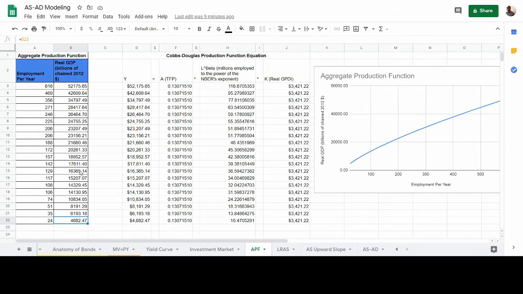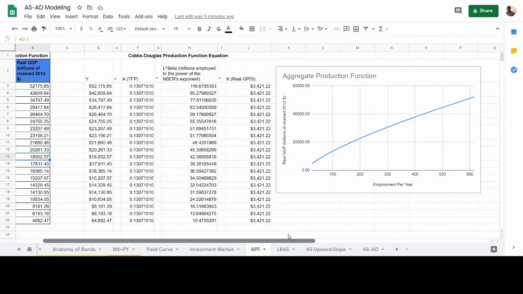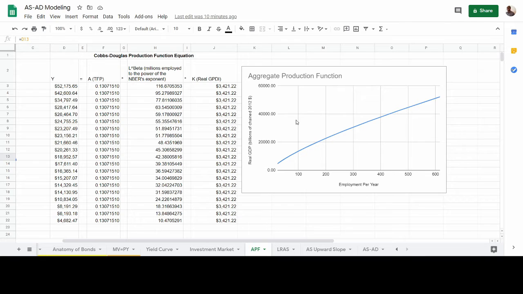So what about 157? At 157 million people, we would expect the output for the economy to be $18.9 trillion. And that's just based on the function, right? The aspect of the function to appreciate is that when you look at it graphically, it's a curve that shows what we call diminishing returns to labor.